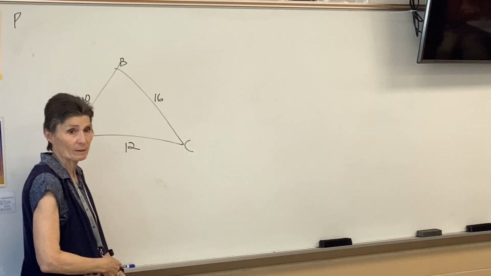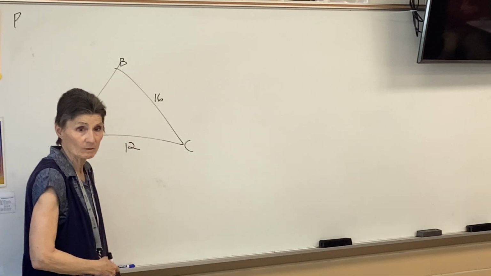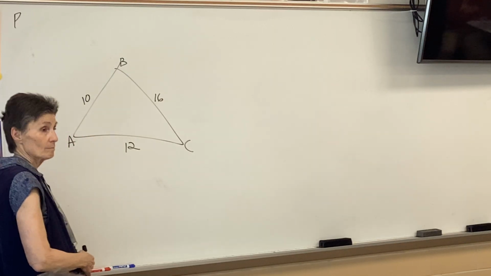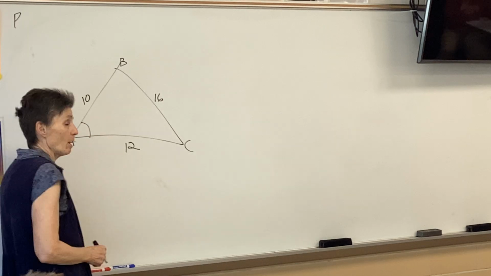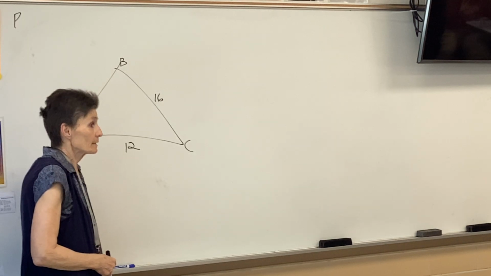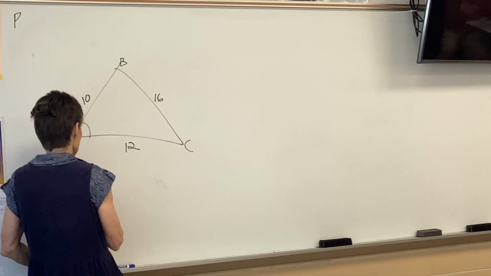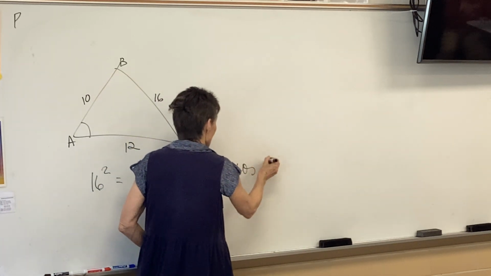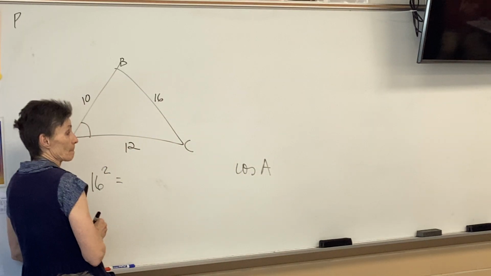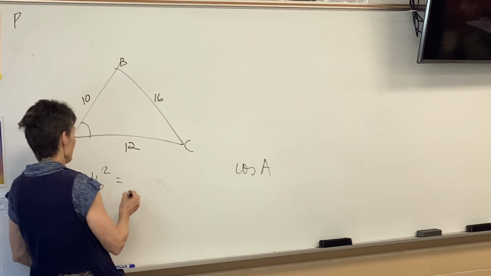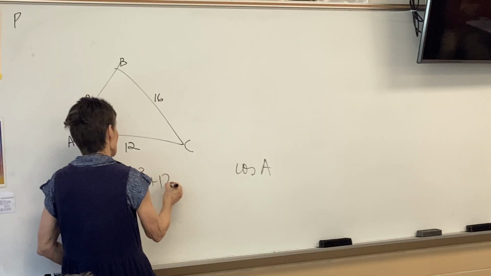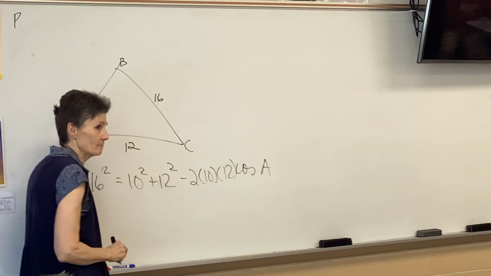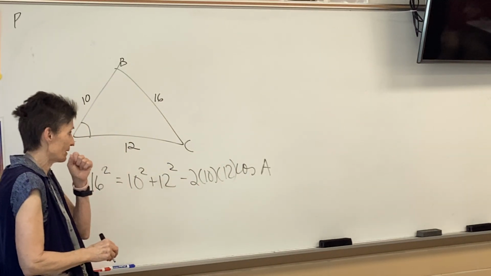What do I need? What do I not have? I don't have an angle. So which angle do you want to find? A? Go for A? How am I going to do that? Gotta be all cosines. So 16 squared on this end, and cosine A on this end. And then what's in the middle? 10 squared plus 12 squared. See how easy it is? You've done it a few times.